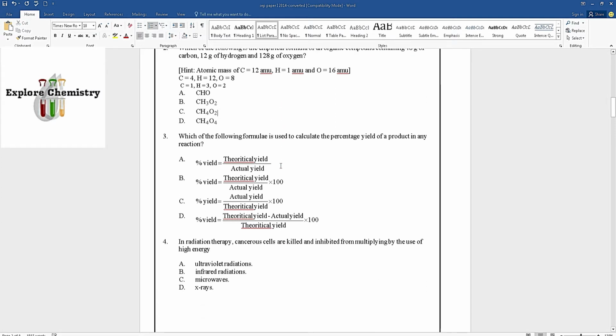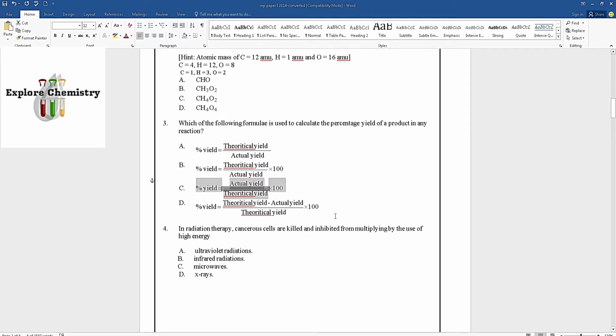Number 3, which of the following formulas is used to calculate the percentage yield of a product in any reaction? The formula for calculating percent yield is written over here in option B. Not in option B, in option C. Actual yield divided by theoretical yield multiplied by 100. This is the correct formula to calculate percent yield of any compound.